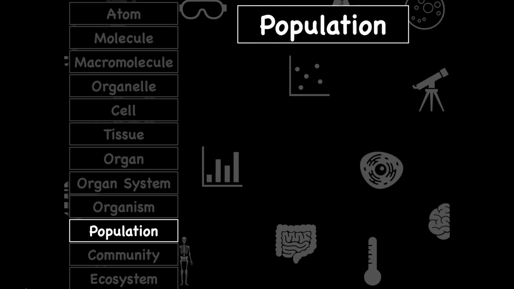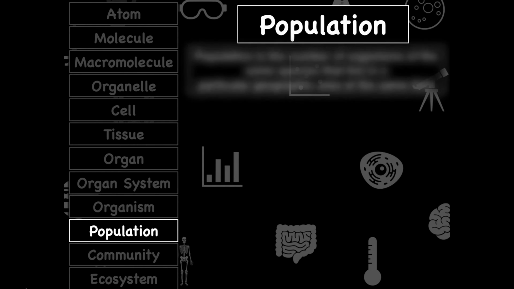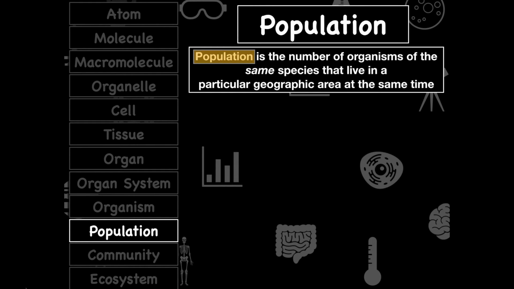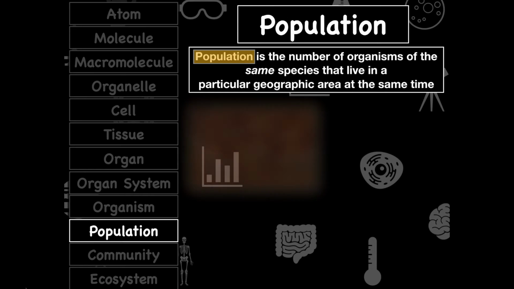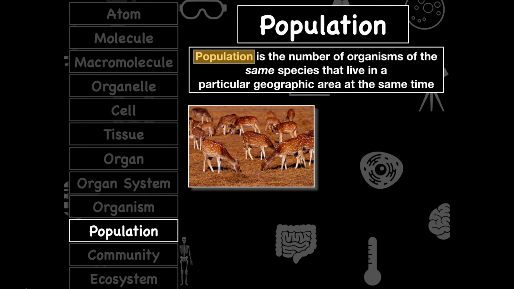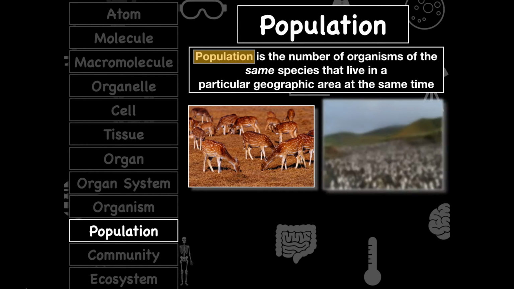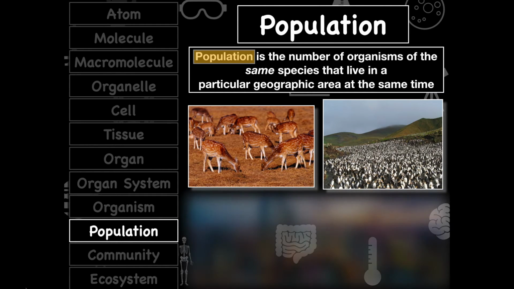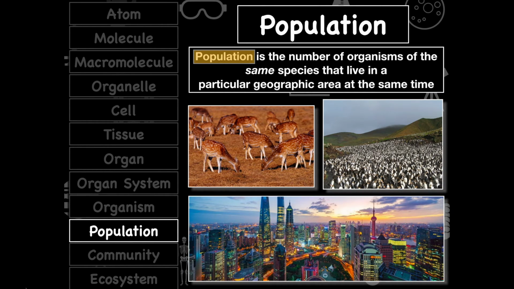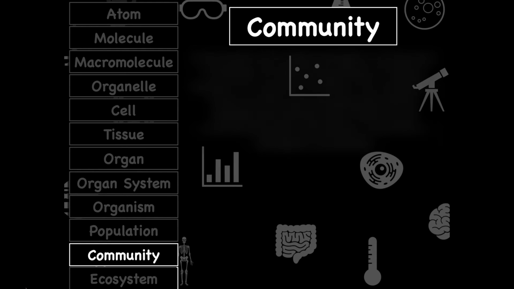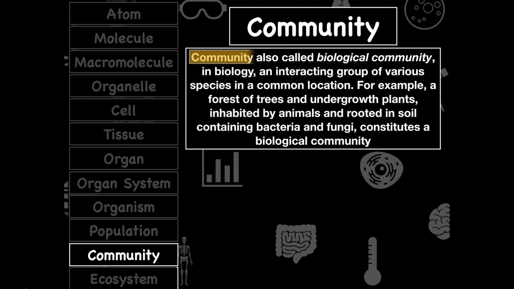Now, all of the organisms are going to come together to form a population. A population is the number of organisms of the same species that live in a particular geographic area at the same time. So we might be thinking about a population of deer. We can be thinking about a population of penguins. We can also be thinking about the human population within a city. And remember, these are the same species. Organisms of different species, we're going to be talking about community.